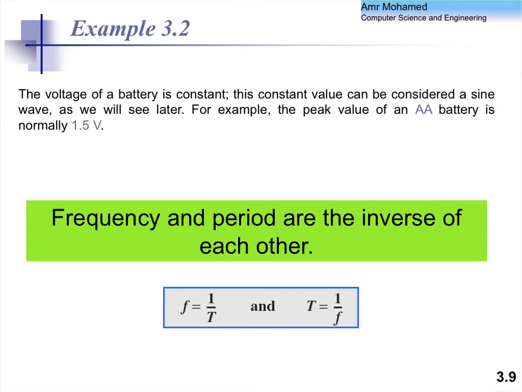Another very important parameter is what we call the frequency. The frequency is the amount of repetition of this periodic signal. So if the voltage of a battery is constant, this means that it has zero frequency, which means that it does not have any duration that repeats itself. It's just constant, so there's no change. Frequency measures the amount of change. So you have to have a change, and then this change repeats continuously throughout the time. Okay?